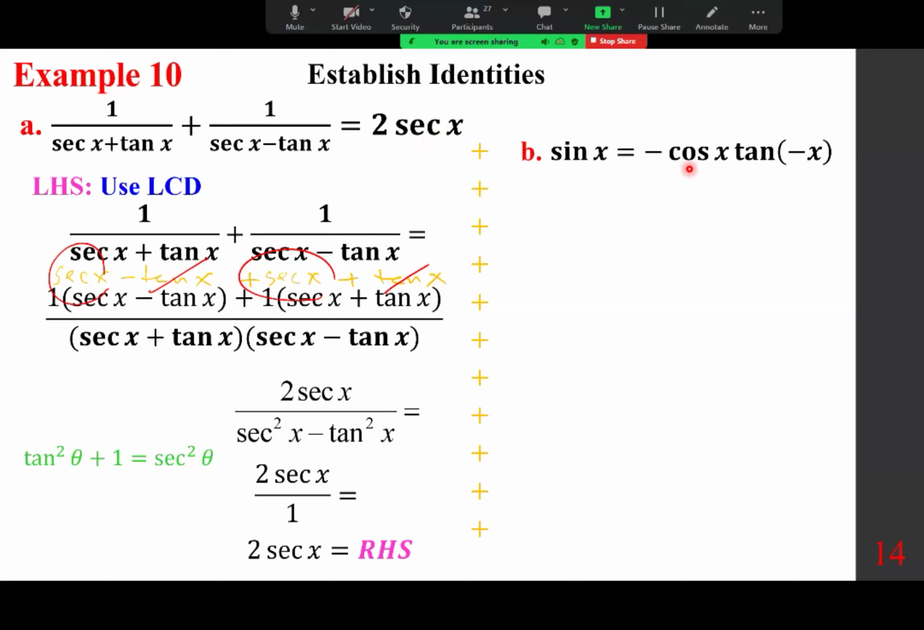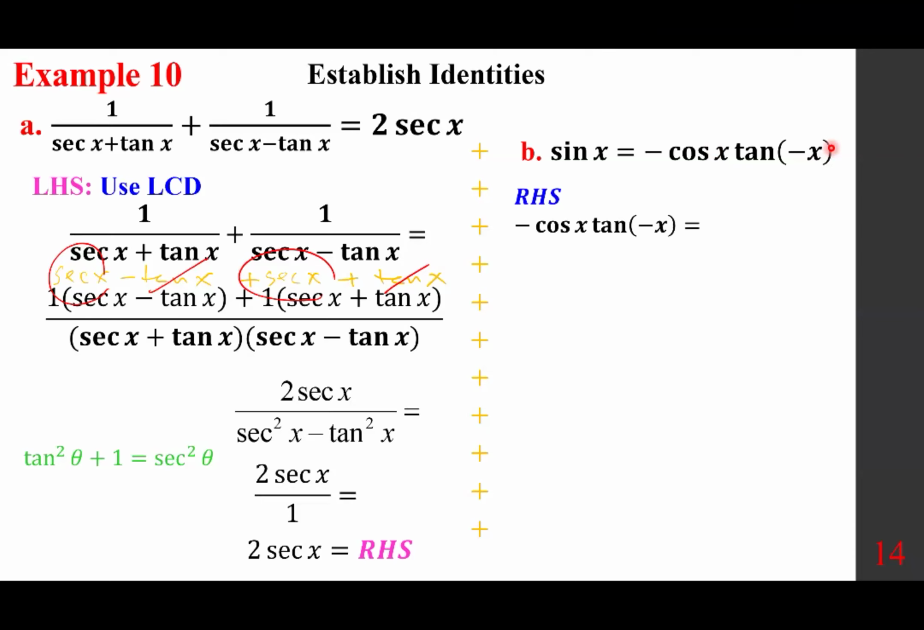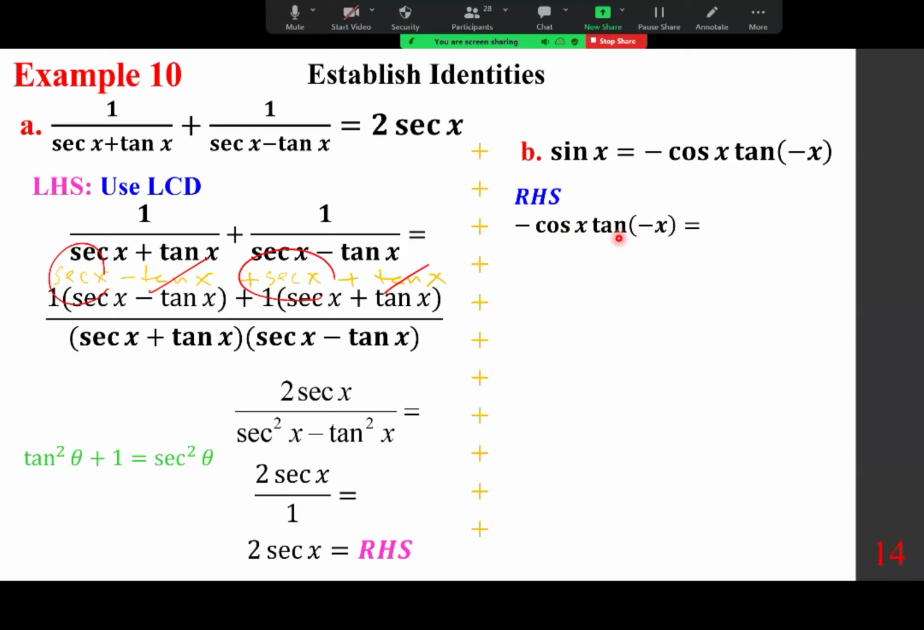Part B, sine x is minus cosine x tan minus x, and we start with the right-hand side because it's more complicated. Now, remember, all trigonometric functions are odd functions except cosine and therefore secant. By odd function, we mean f of minus x is minus f of x. So this is fine. Tan of minus x is minus tan x. You never want to have a negative argument for any of your trigonometric functions. So change them accordingly. This changes to minus tan x.